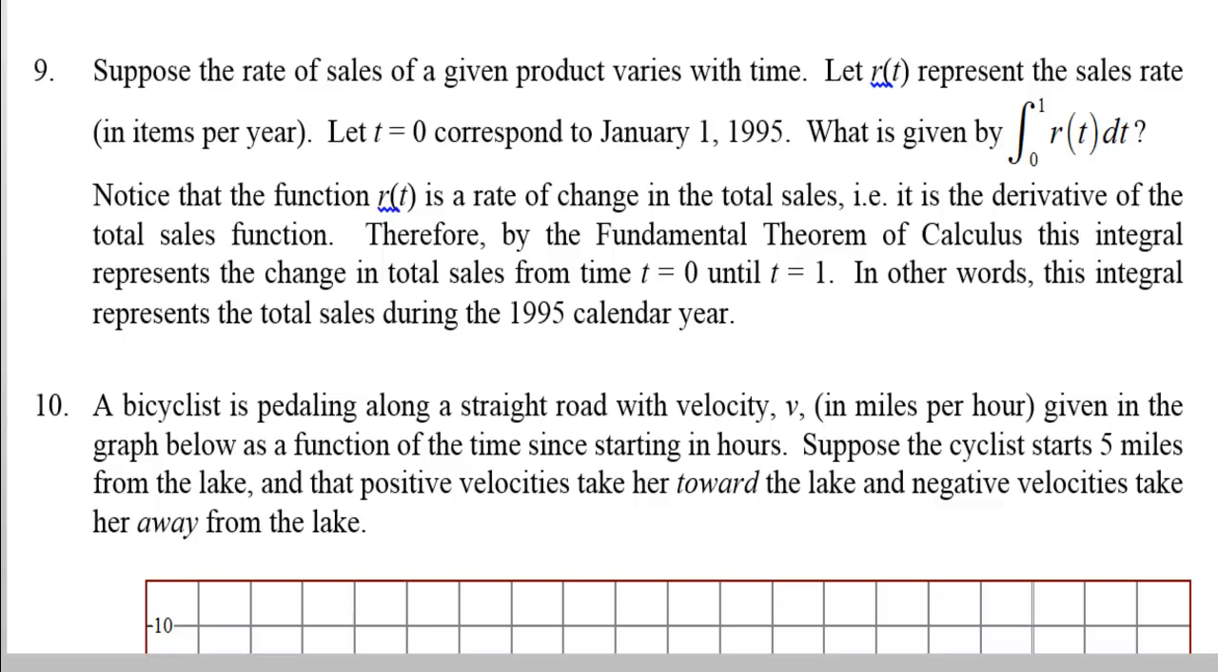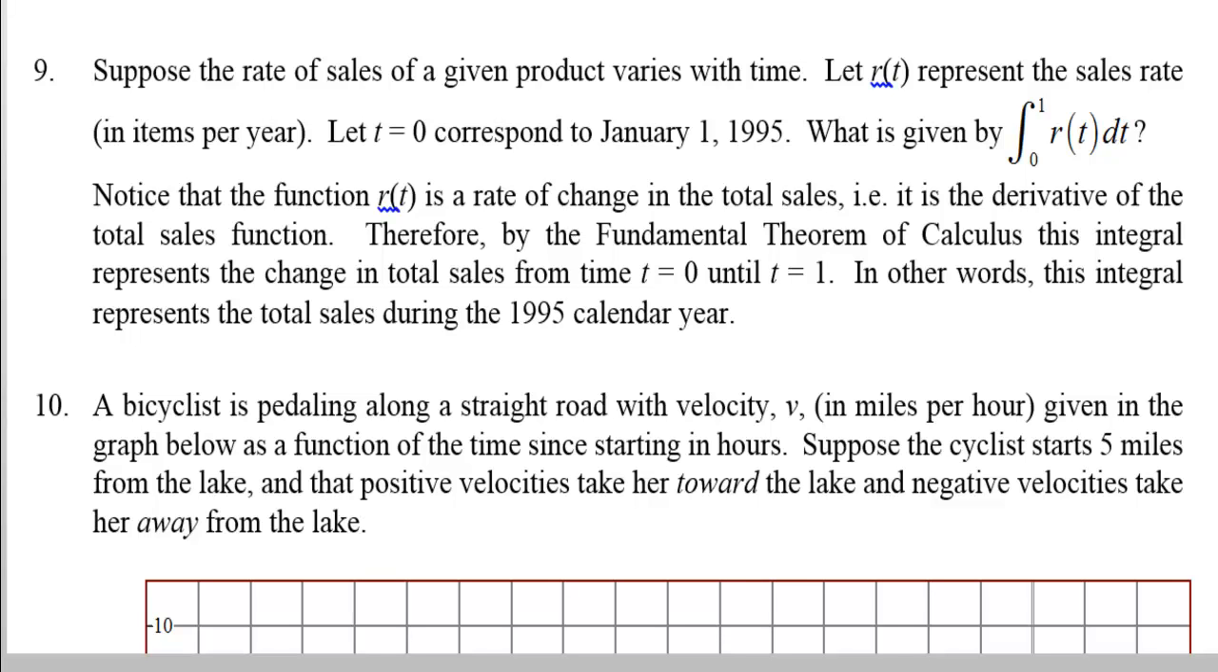Now notice, since R of t is a rate of change in total sales, it is the derivative of the total sales function. Therefore, by the fundamental theorem of calculus, this integral will represent the change in total sales from time t equals 0 to t equals 1. In other words, the integral represents the total sales during the 1995 calendar year.